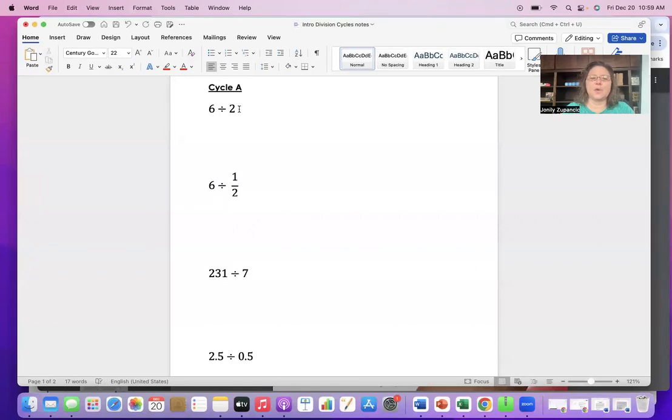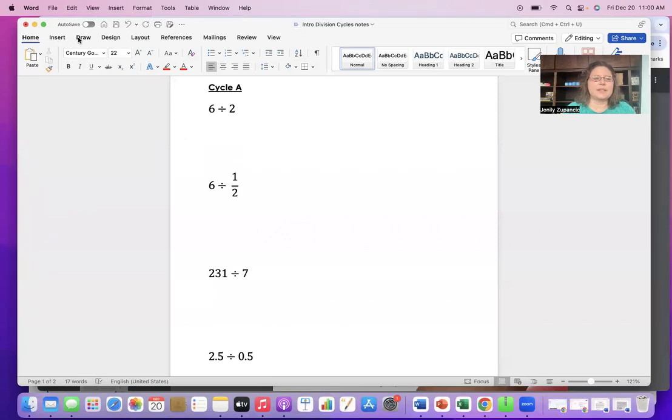Cycle A. The four problems are 6 divided by 2, 6 divided by a half, 231 divided by 7, and 2.5 divided by 0.5. And these cycles say grades 2 through 10, and that is accurate. You could also use a part of this or a structure of this in K-1, but you can use this exactly how I'm presenting it now in grades 2 through 10, because that is exactly the grade levels that I teach and that I work with and that I have actually done with these age levels of students.